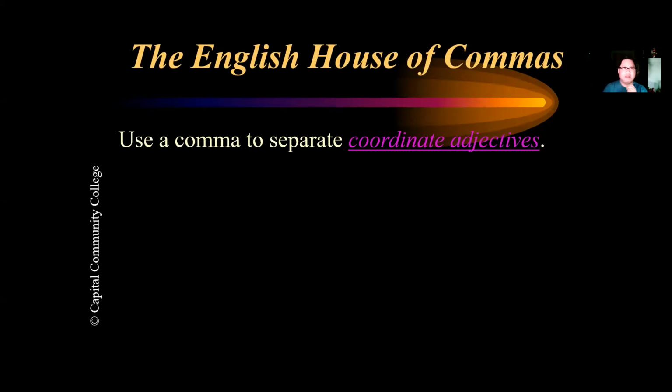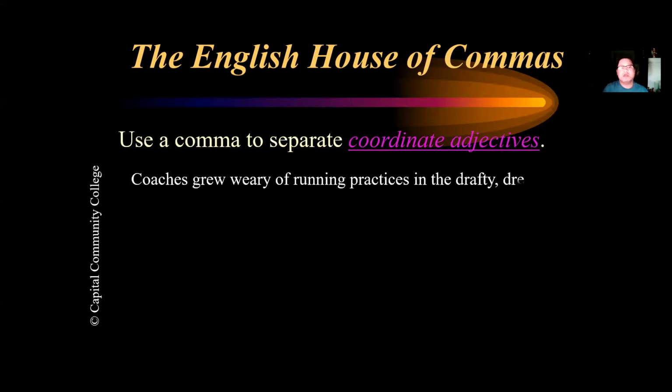So this time, the other rule: we have coordinate adjectives. When you say adjectives, these are descriptive words. Okay, words like lovely, nice, wonderful, gorgeous, stunning, spectacular. These are all adjectives. Okay, like this example. Coaches grew weary of running practices in the drafty, dreary, dilapidated gymnasium. So we have a drafty, dreary, dilapidated gymnasium. So if you have a series of adjectives like this, a comma is necessary.